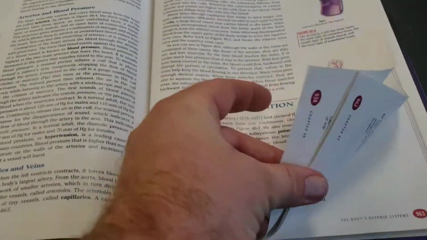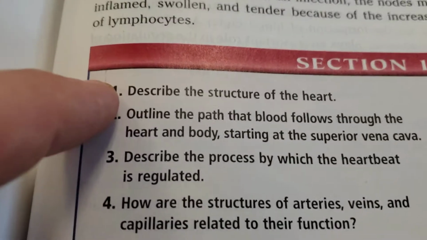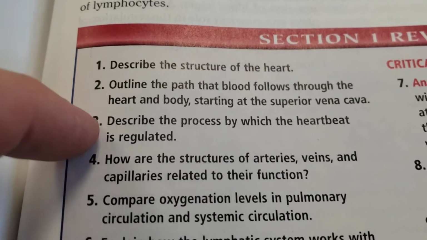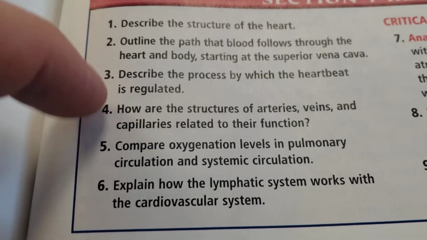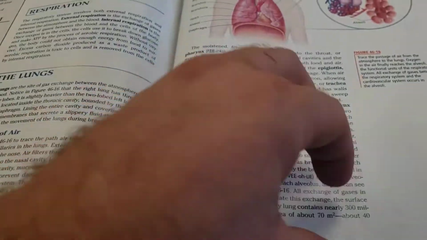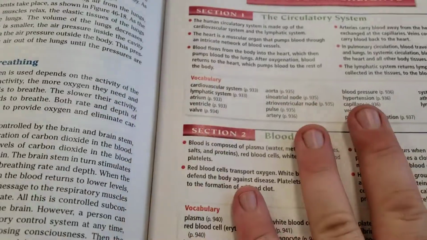And then at the end of the chapter, remember, you can give yourself a little quiz over here. Describe the structure of the heart, the path that it flows through your body, and how it's regulated, the structure of arteries and veins, and the like. Oftentimes at the end of a chapter, they will also have highlights. This is very helpful.